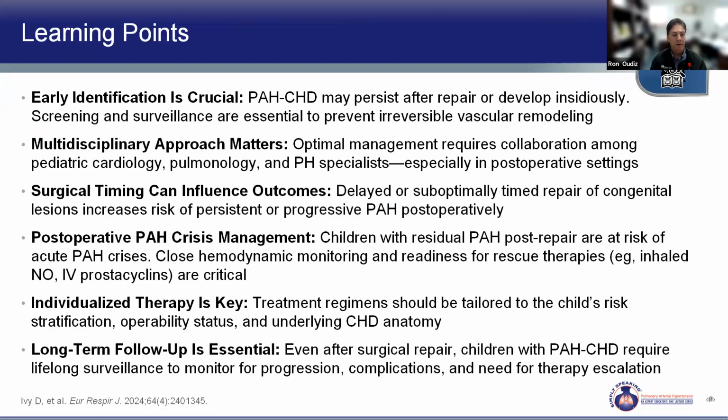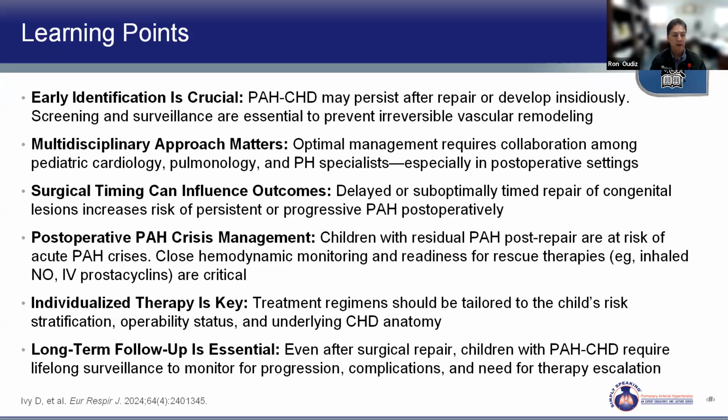So just some learning points for this congenital heart disease group. The CHD, as we just said, may persist after repair. You need a multidisciplinary approach, collaboration among pediatric cardiology, pulmonologists, PH specialists, if those two up front aren't already treating PAH. Surgery and timing, extremely important. You have a good surgeon and a good team that understands when to intervene and how to intervene. There's a post-op PAH crisis management.